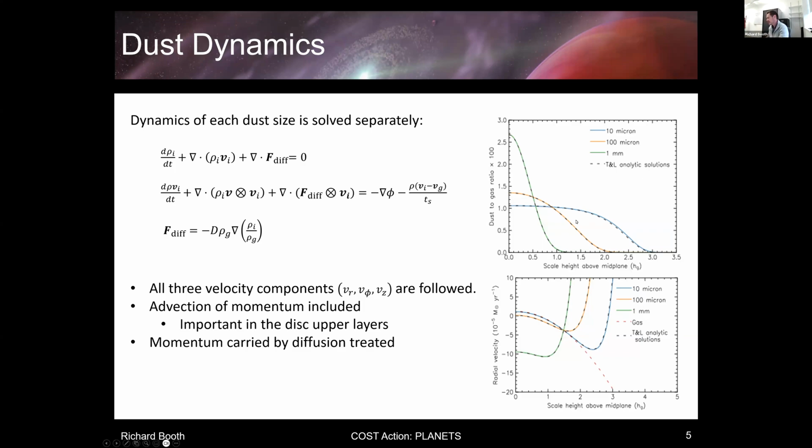I'm showing here a simple test comparing the results of the code to analytical solutions from Takeuchi and Lin, demonstrating that it works very well. And yeah, okay, that's all I want to say here.